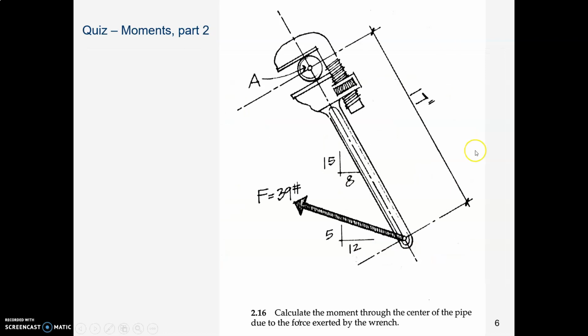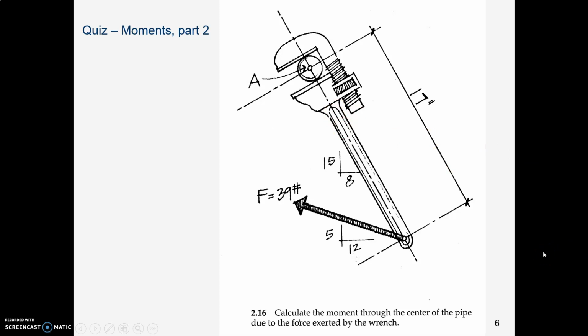So here's our next problem in our quiz. This looks really daunting, and if you wanted to figure this out with your calculator, it might take a while. I know it would me. I wouldn't do that. I'd draw it in CAD. So here's a pipe wrench, 17 inches from the center of the pipe out to where you're pushing on the thing, and you're pushing with a 39-pound force. The question says, calculate the moment through the center of the pipe caused by that force.